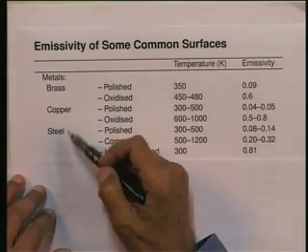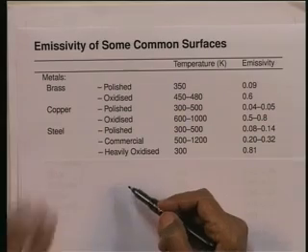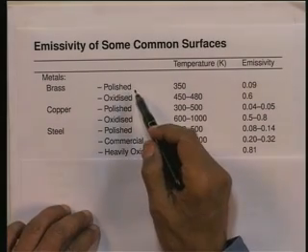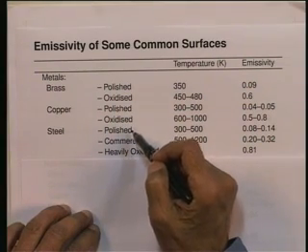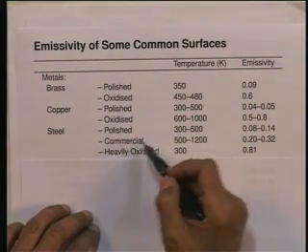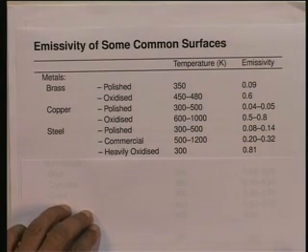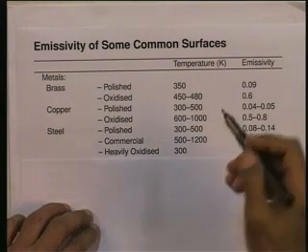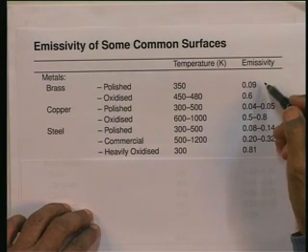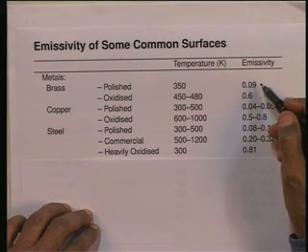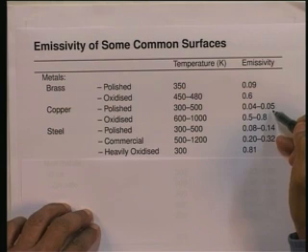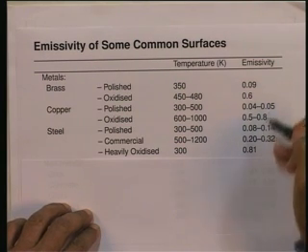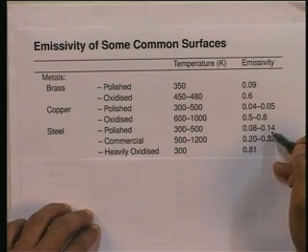Brass, copper, steel, and in each case I have distinguished between polished surfaces and oxidized surfaces: polished, oxidized, polished, heavily oxidized, and for steel I have also talked of commercial surfaces. Now, notice the emissivity for a polished brass surface measured 0.09, polished copper surface 0.04 to 0.05, a polished steel surface 0.08 to 0.14.